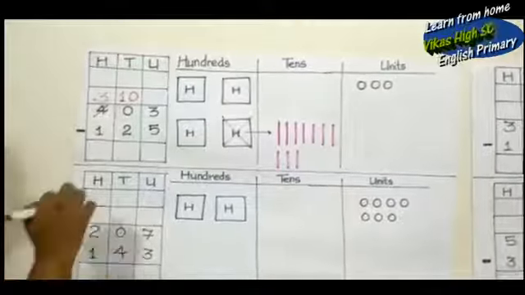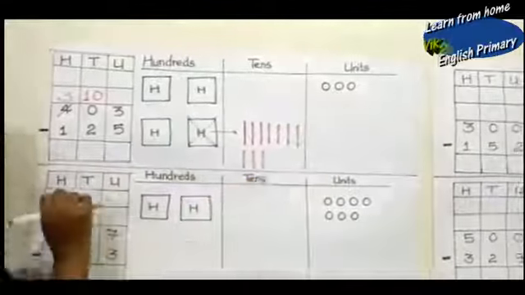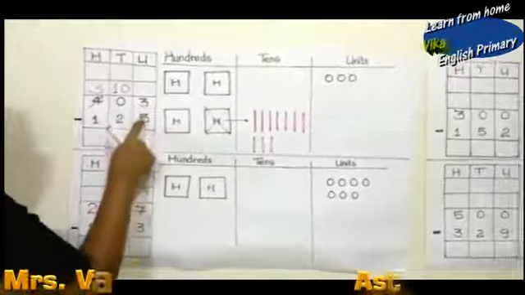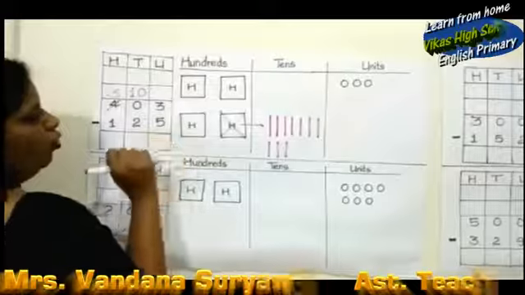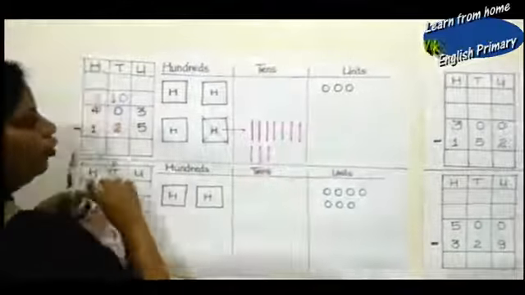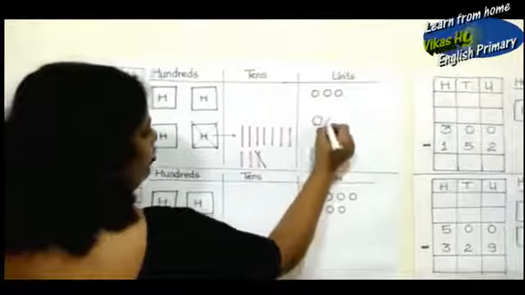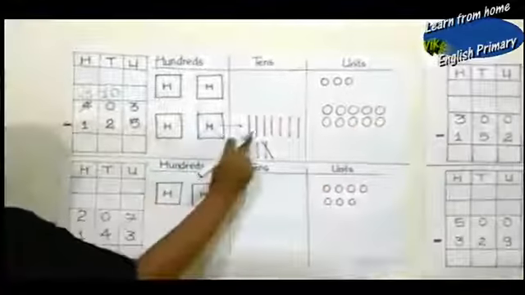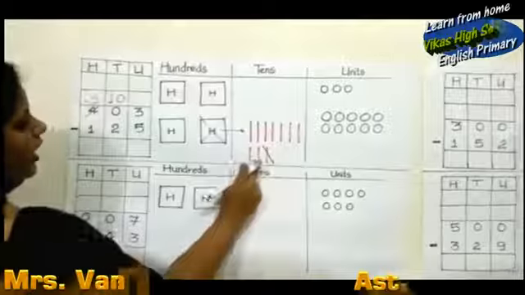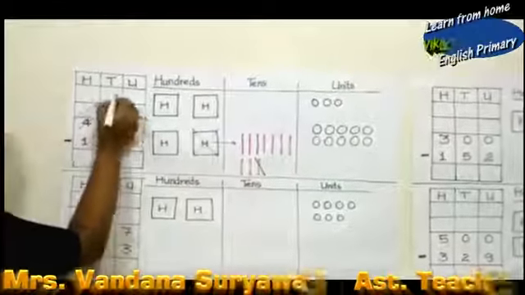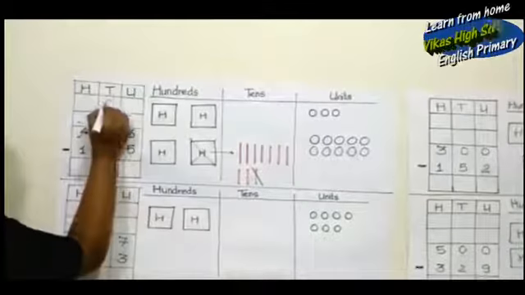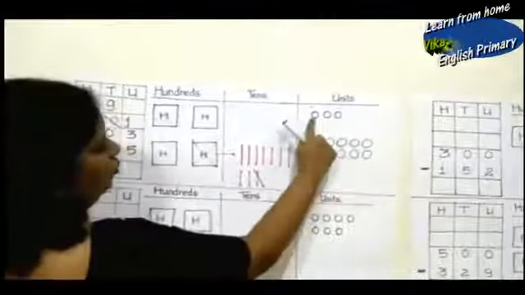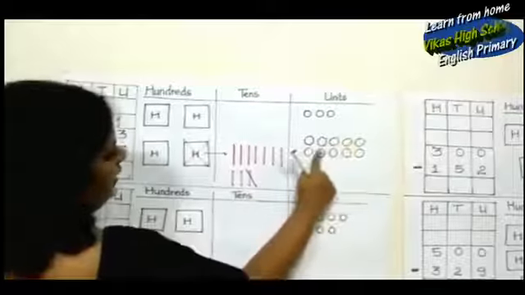Now from these tens, we have to borrow for the units column. So here we have got only 3 units. From 3 we cannot minus 5. So from these 10 tens we have to borrow 1 tens. So 1 tens when we borrow, here it becomes 1, 2, 3, 4, 5, 6, 7, 8, 9, 10 units. And here remains 9 tens. And when we count together 1, 2, 3, 4, 5, 6, 7, 8, 9, 10, 11, 12, 13, it is 13 units.